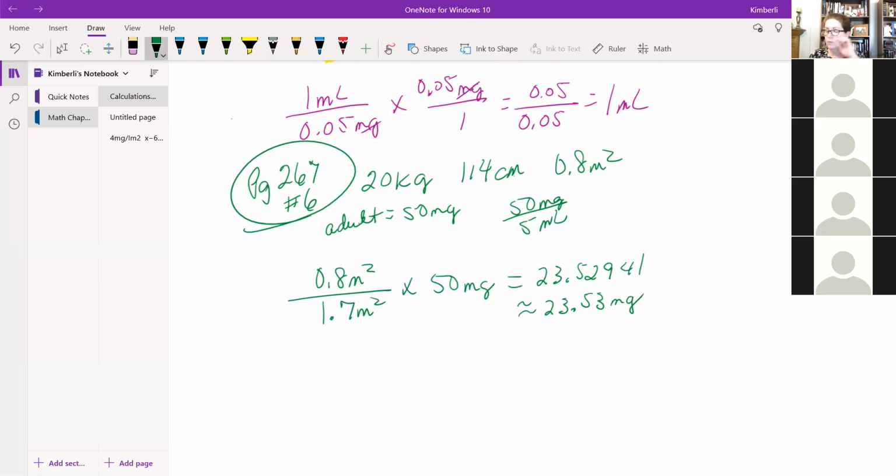So I'm going to round the 0.52 up to 0.53 because the number after the 2 is a 9. So 23.53 milligrams. And then it says what volume should be given to the child per dose. Did you guys get this 23.53 also? Yes. Okay.